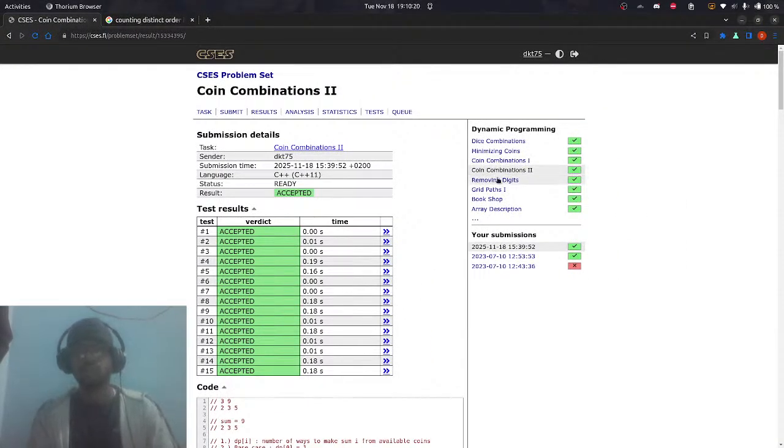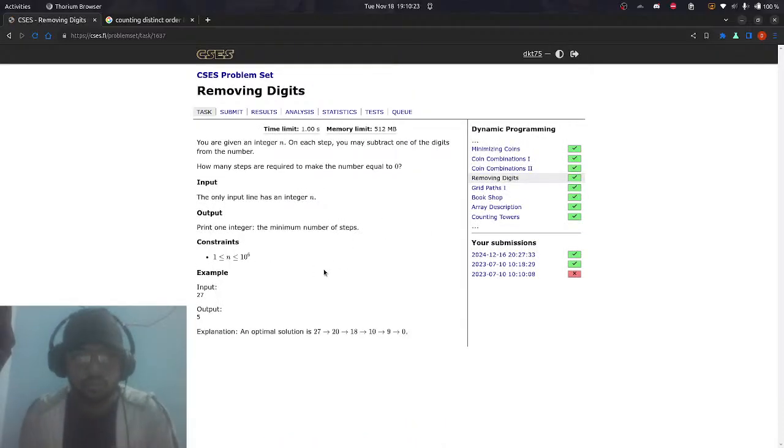Moving on to the next question. Removing digits. Making 0. We need to find how many minimum number of steps are required to make the n equal to 0.